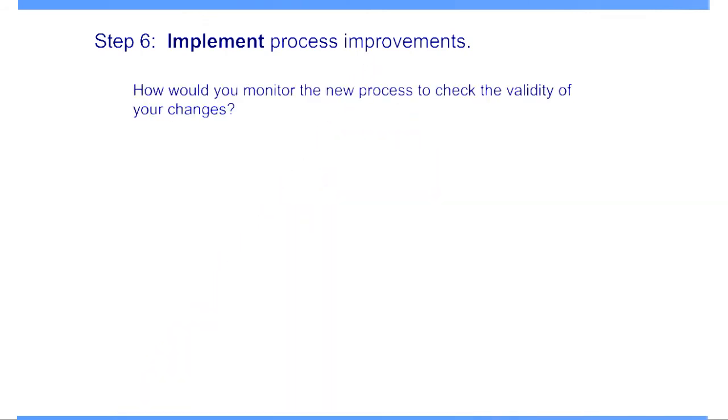And step 6. Implement process improvements. How would you monitor the new process to check the validity of your changes?